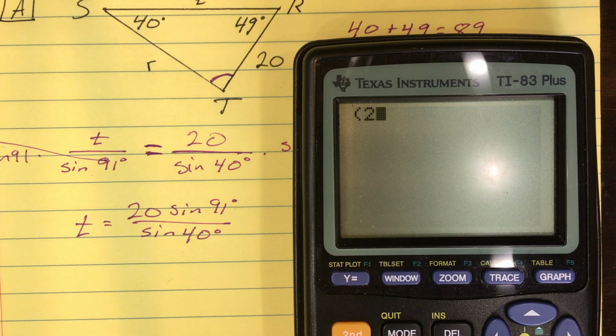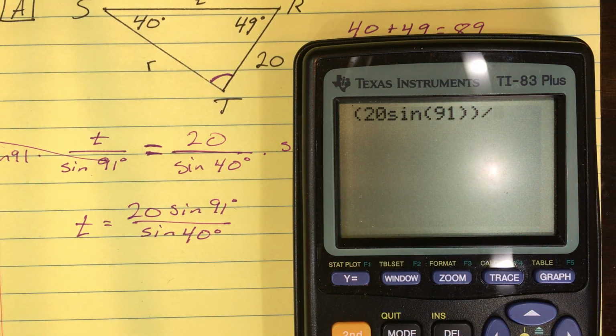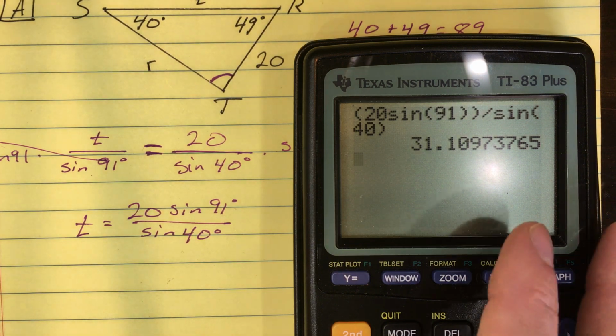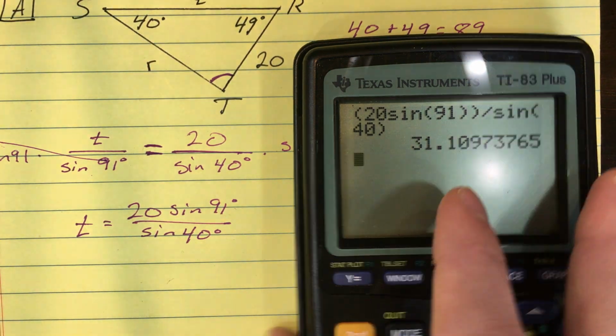If I was being extra careful, and this is something you definitely want to do if you have two things in the denominator, you could put both the numerator and denominator in their own set of parentheses. So I could put everything on top in a set of parentheses, and then I just have the one thing on bottom, so I'll just put sine of 40 down there. Hit enter, and there is our side length, 31, and it says rounded to nearest tenth, so that's going to stay as 31.1.